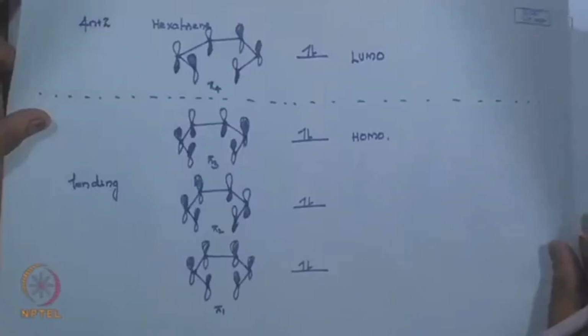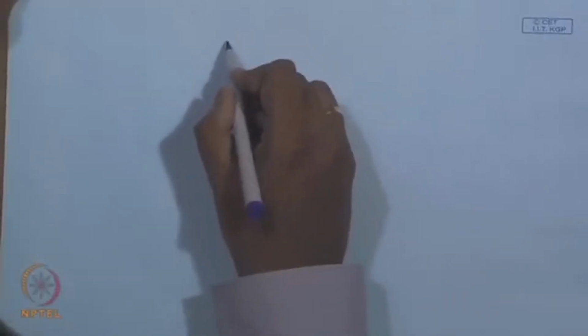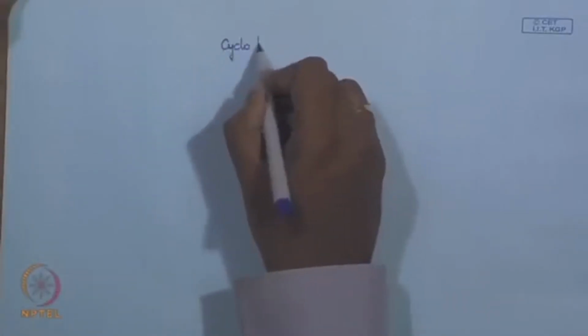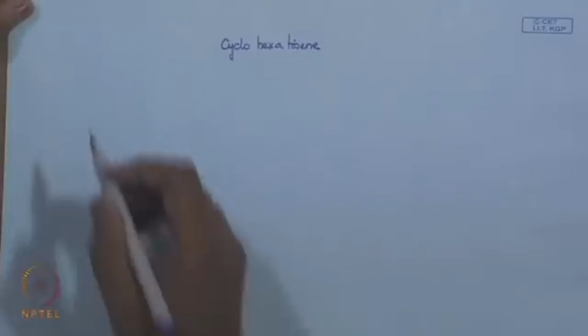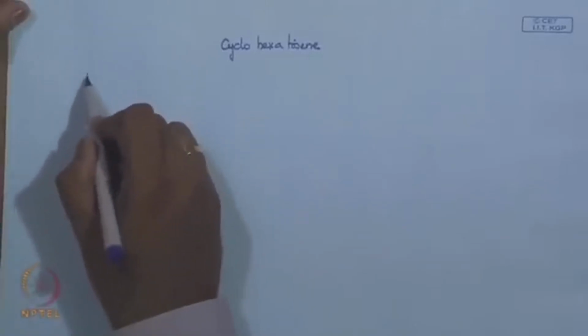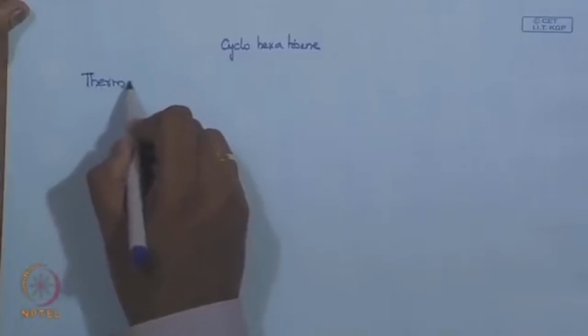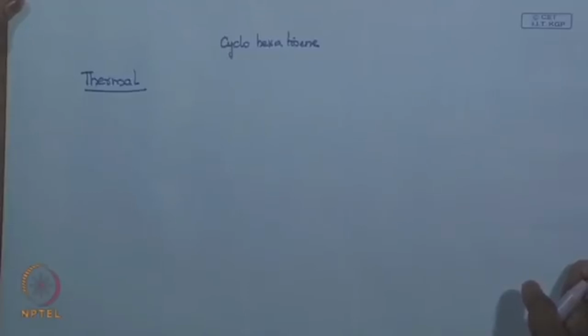Clear? Okay. So, now you know the molecular orbital of your cyclohexatriene systems. Now, we will see how it works in heat and thermal and photolytic conditions. Now, we will take the cyclohexatriene system. We will do this reaction first in thermal condition.